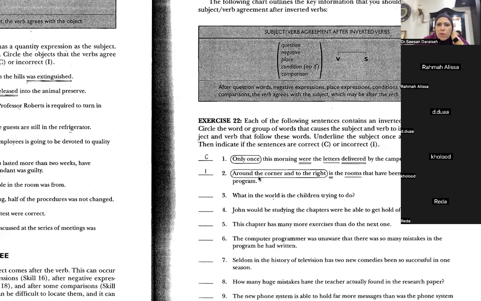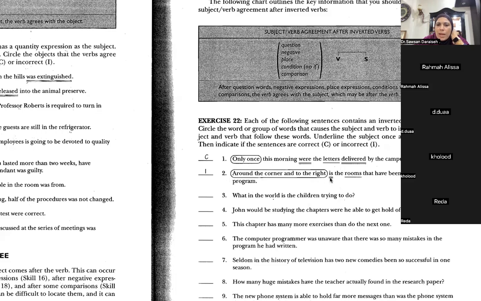Nothing is wrong. This is what? Place. Around the corner and to the right. However, we do have inversion, by the way: the verb is first, and then we have the subject, the rooms. But is it fine? Is it correct? Is with rooms? It is not. We said it's incorrect. So we need to decide that this is incorrect.